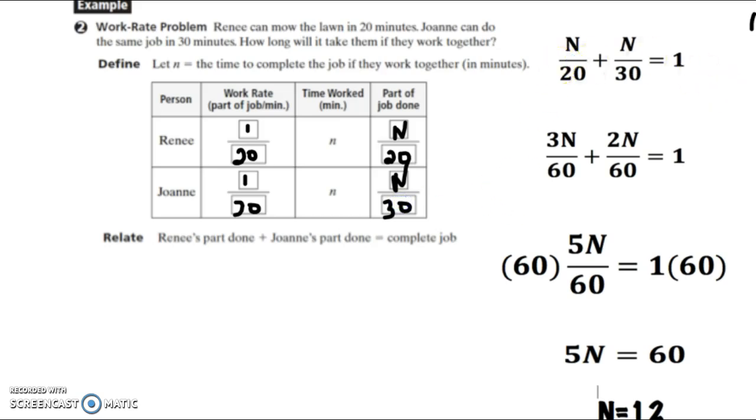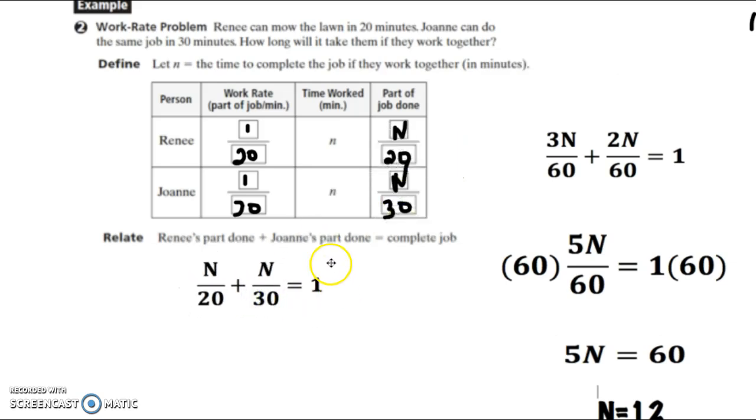So we're left with a fraction. And if we want one whole job to be done, we've got n over 20 plus n over 30 equals 1. Now, there are multiple ways we can attack this problem. I'm just going to use that same find the common denominator, and my LCD is 60.